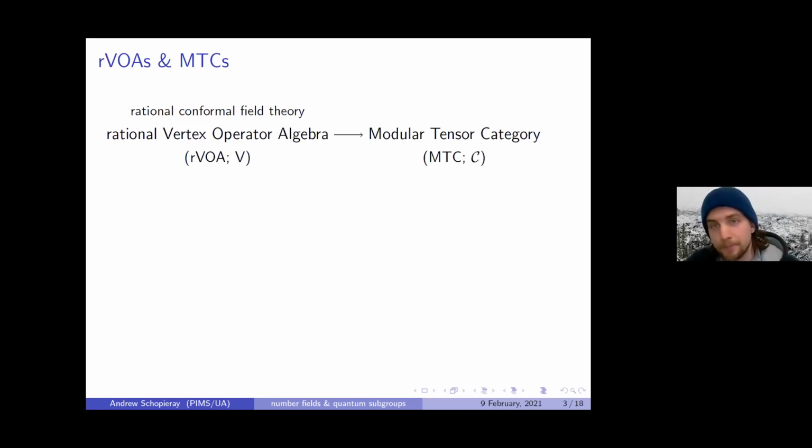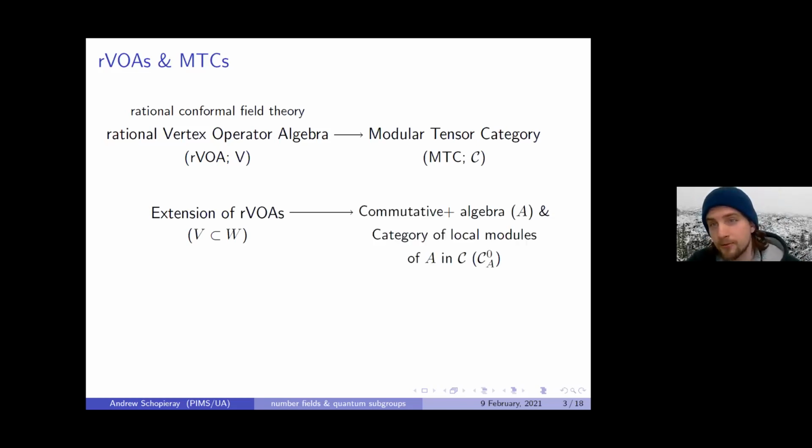So the main structure that I like to study in these things, on the VOA side, I hear, is called extensions. Okay, so one rational vertex operator algebra sitting inside of another. And these extensions on the modular tensor category side take the form of algebras. And so I have a commutative algebra object inside of my modular tensor category, and with a sufficient number of adjectives, which I've represented with a plus here, the category of local modules over this algebra forms a new modular tensor category. And the details of that are unimportant to what I'm going to discuss.